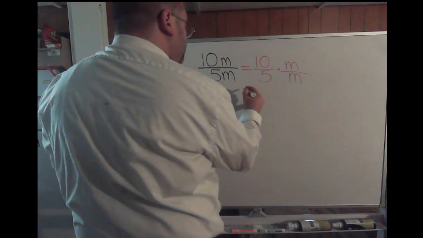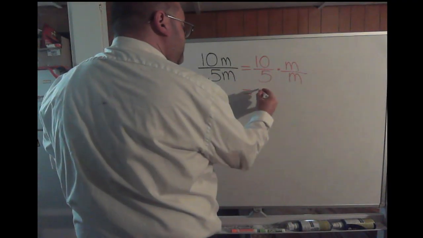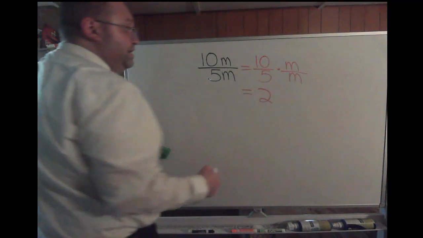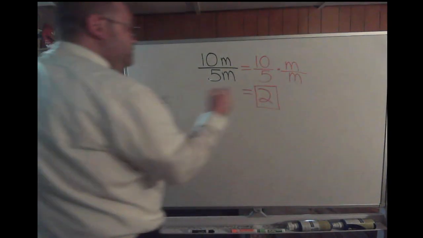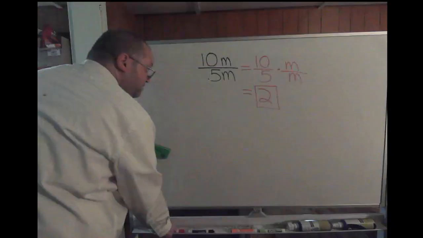We know 10 over 5 is 2. M over m, both m's are to the same power, so that's just 1. So 2 times 1 is 2. The answer you should get is 2.